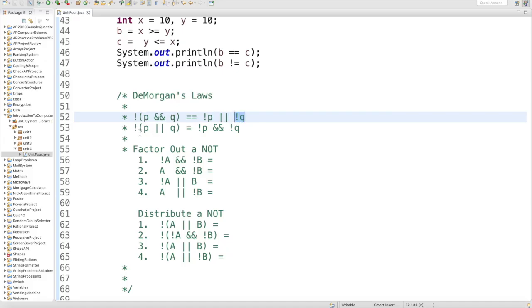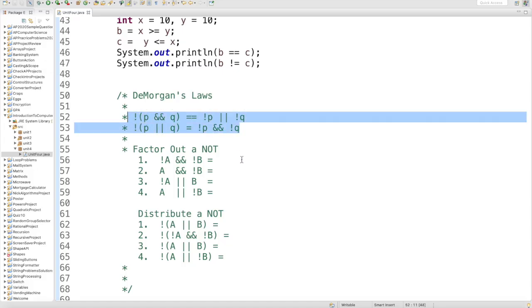Second one will become not P, and when I distribute the not over the or, so not or is and, not and is or. There's only two. So if you're not that, you're the other one. And not Q. That's DeMorgan's laws.